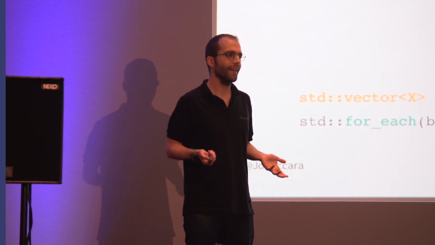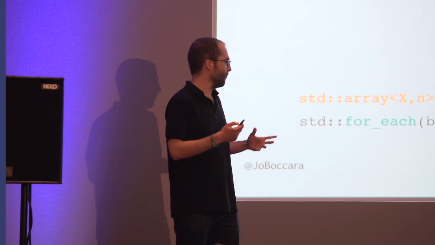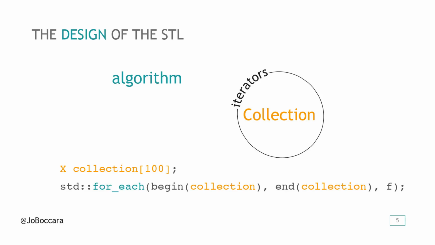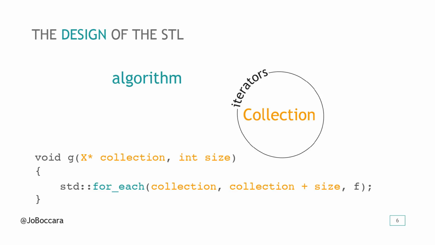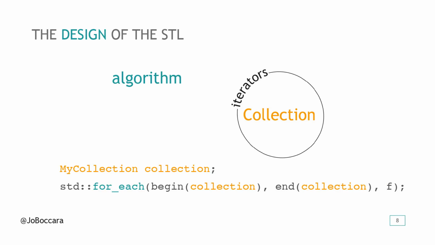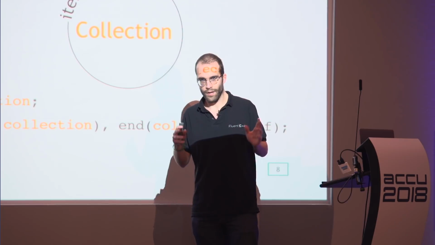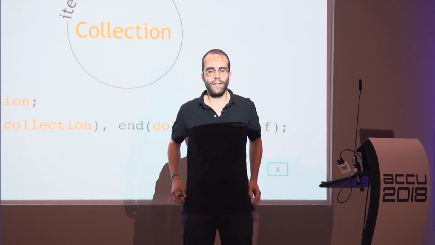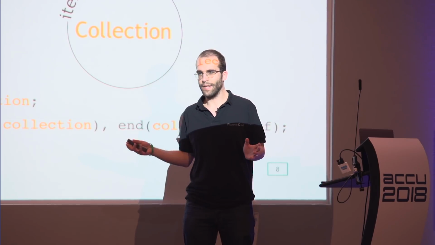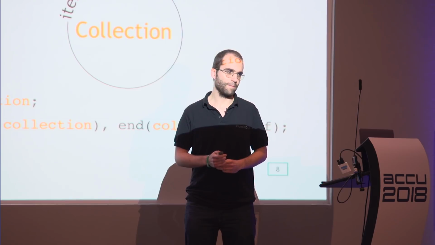It can be any STL container, like set or map or array. It can be an old array, or it can be something complicated like streams, or it can be your collection. Like if you design a custom class that represents a collection, it's a good thing to make it expose some iterators, at least a beginning and end, to be able to use the power of the STL algorithms.